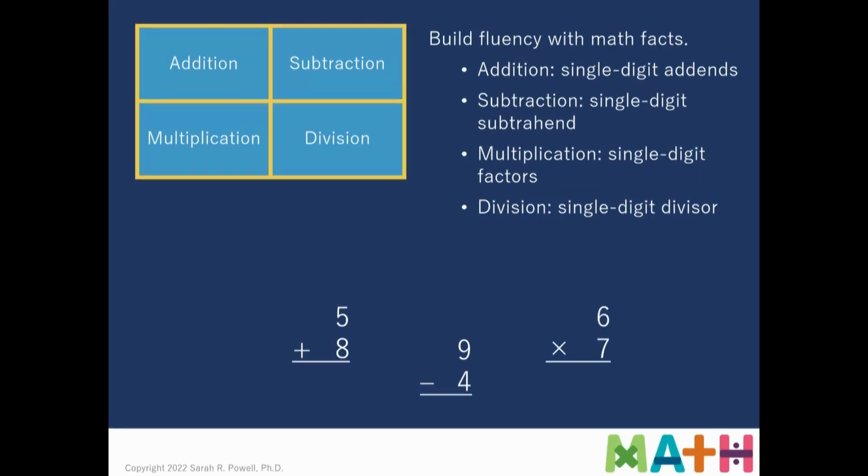And then by the end of fourth grade, we typically expect that students know all 190 multiplication and division facts, such as 6 times 7 or 56 divided by 8. So there's a lot of work that students can do there.